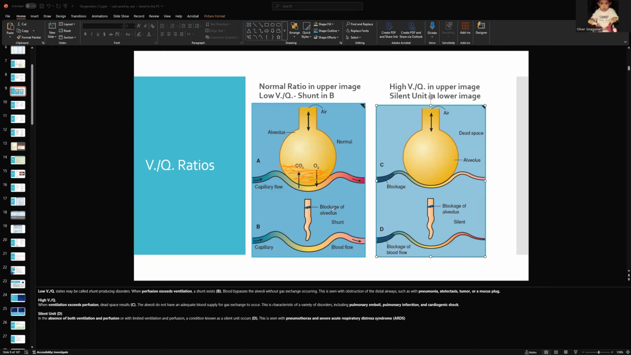For dead space, the problem is on the capillary, the blood side. So it'd be blocked on this side because of a clot, or there would just be low blood. So not enough blood is reaching this. So the problem is on this side. It could be pulmonary emboli, infarction, cardiogenic shock. It's a blood problem, not a gas problem. Okay, I hope that helps. Let me know if you have any questions.